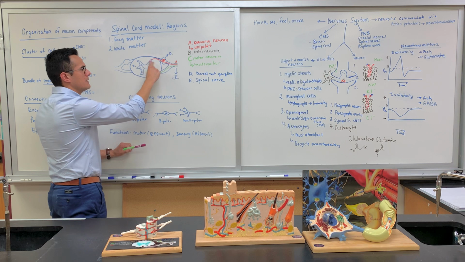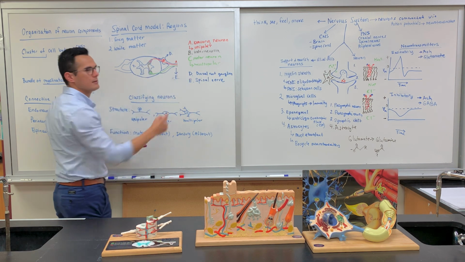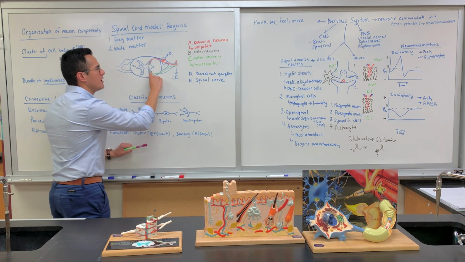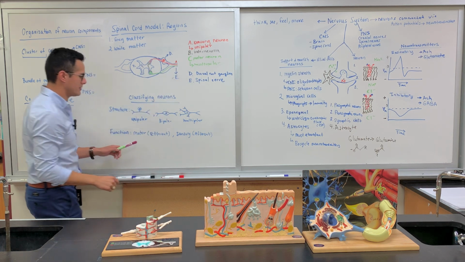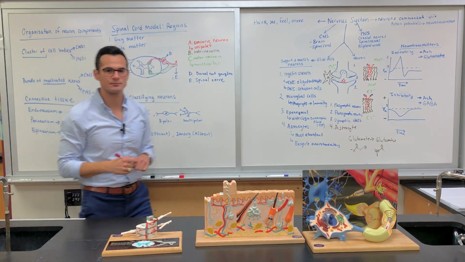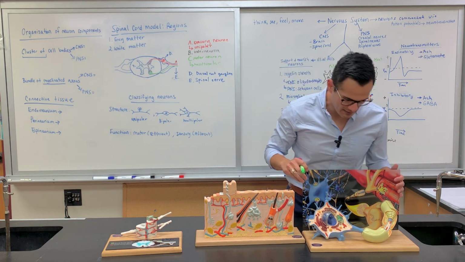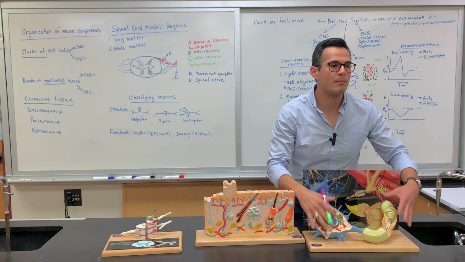So it's going here, but then this neuron is going away. So this is what's known as a motor neuron because it's going away. And where is this motor neuron traveling to, or this efferent neuron? For the muscle.